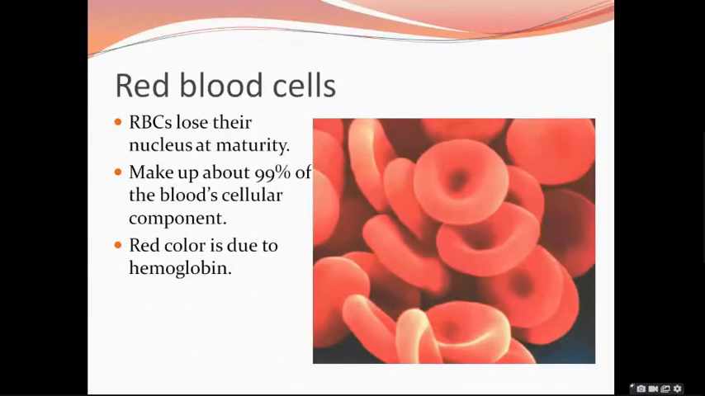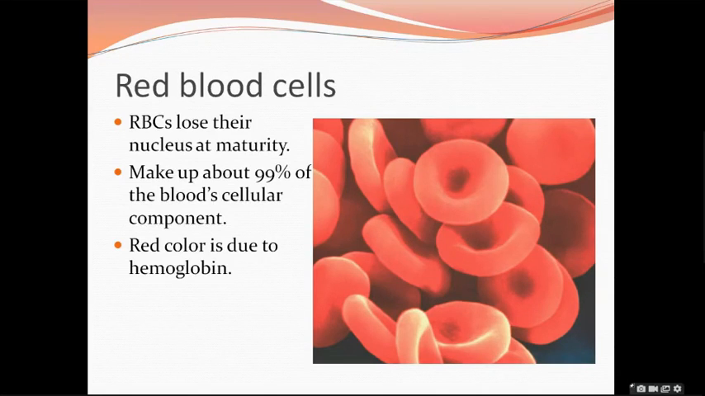Now, one by one, we will talk about the formed elements. The first formed element is the red blood cells. Now, why are red blood cells red, and why are they called red blood cells? Because of the presence of the hemoglobin. Red blood cells lose their nucleus at maturity. They lose their nucleus, which means they are deprived of genetic material. Why do so? Because their function is very specific.